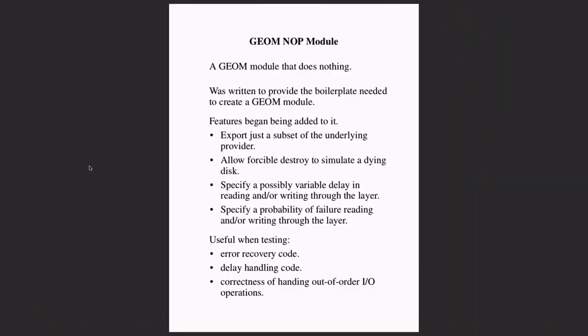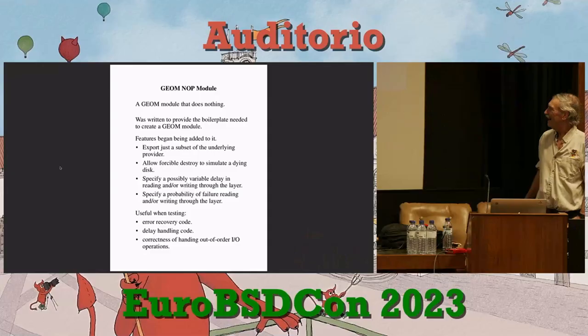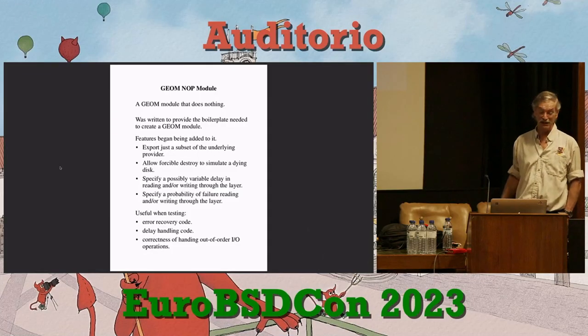And then there's another one where you can specify a probability of just flat out failing for reading and/or writing. And again, this is one where you're essentially simulating a disk that is kind of working but not completely working. And again, there's a whole lot of programs that just don't check for EIO. So, you know, bad things start to happen.